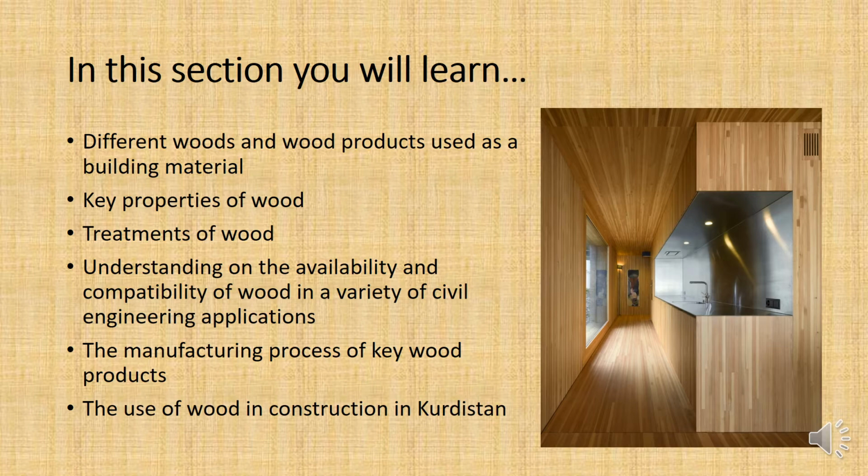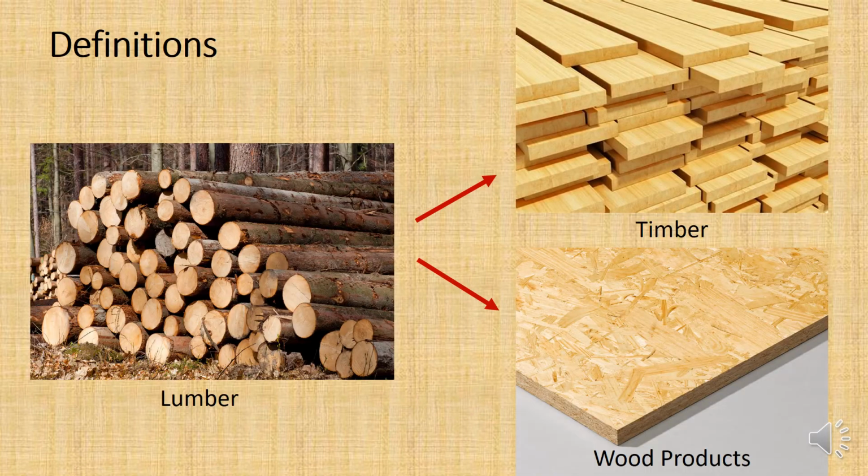And we're also going to be talking about the manufacture of key wood products, so things like chipboard and plywood. These are wood products that are very common in Kurdistan. And we're going to be talking about these materials in relation to Kurdistan. So I just want to give you a couple of definitions.